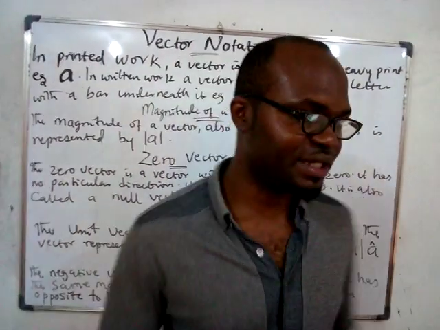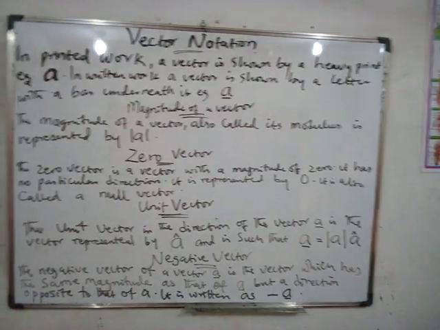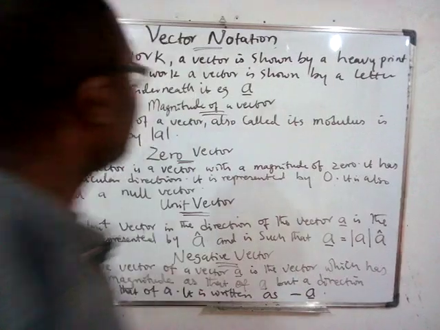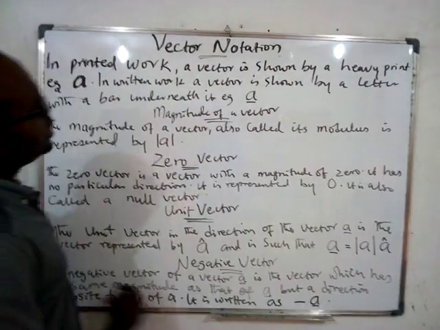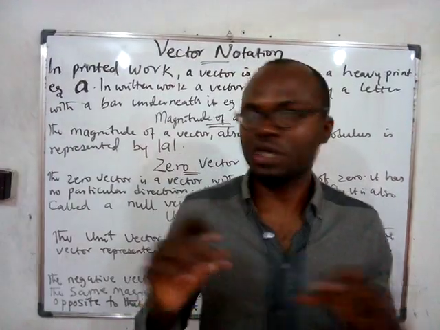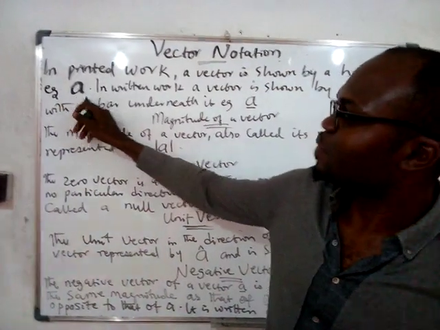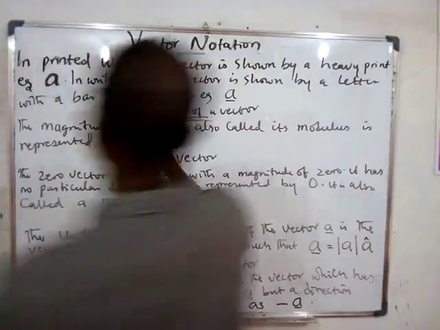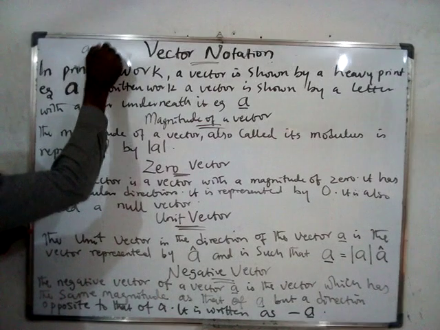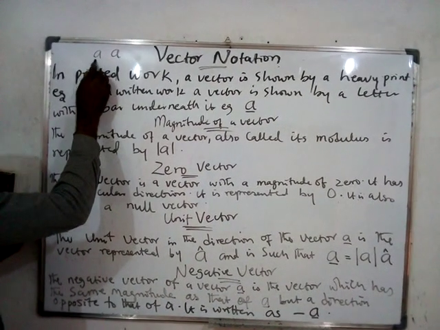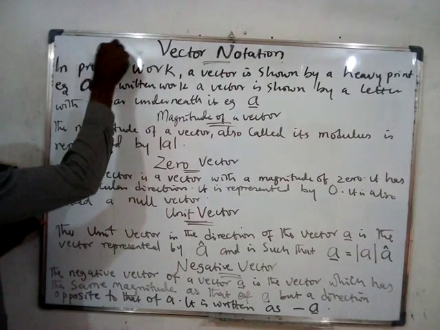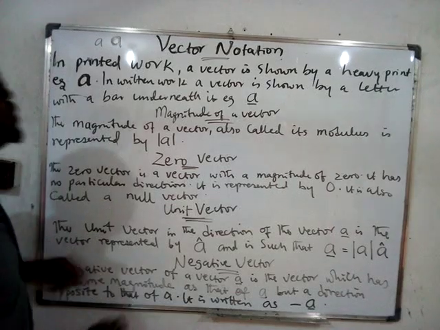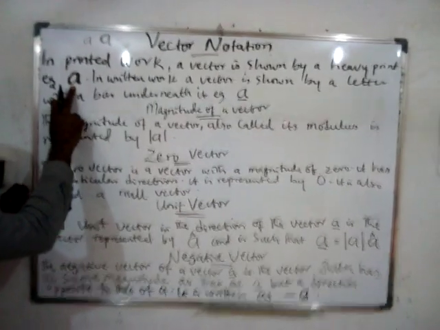So how do you represent a vector? I'm going to use a biro so that I can write. If it is a printed work, you are normally going to see vectors represented in heavy print. Instead of having a, you're going to have a in bold. This is a for scalar, but if it is a vector, you're going to have it in heavy print. So this is a scalar, this is a vector.